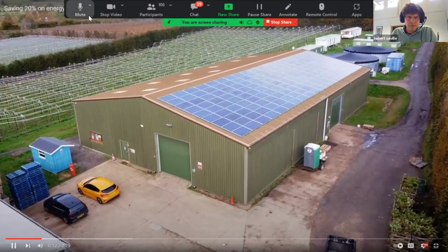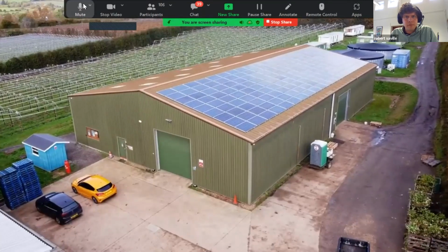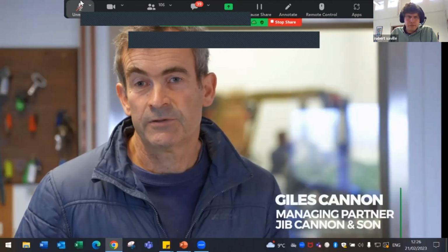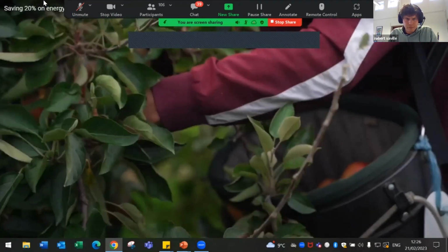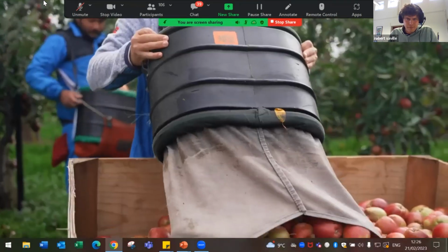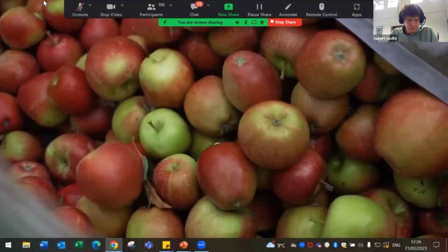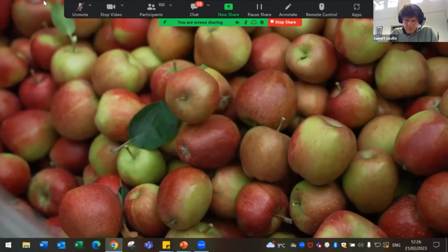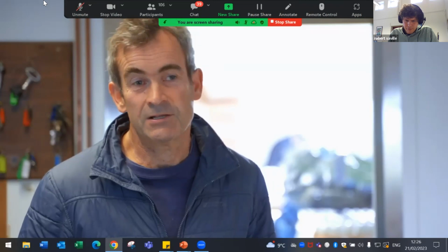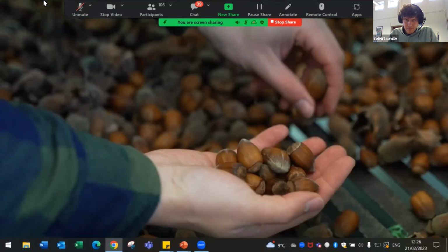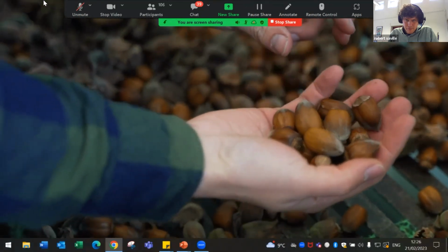My name is Giles Cannon. I'm the managing partner at JIB Cannon & Son of Rothway Farm, Plaxtal. We're a family-run fruit farm. We grow apples, cherries, plums and raspberries, and also are reasonably famous for our Kent cob nuts as one of the few growers of that item still in the country.